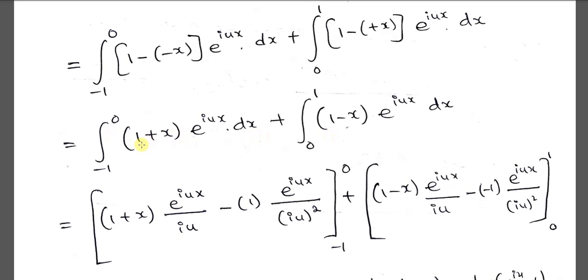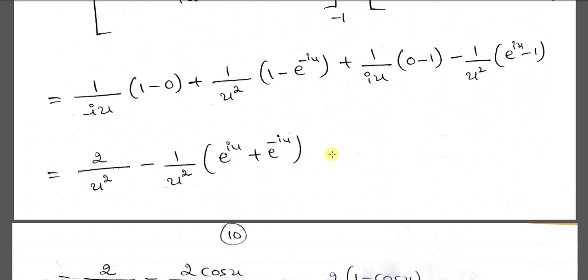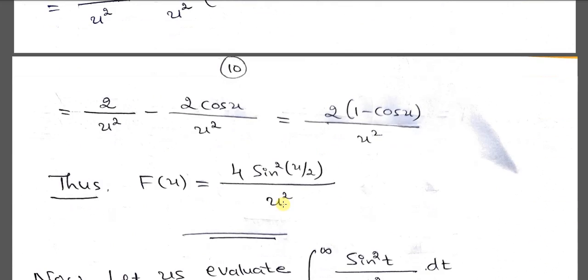Now both the terms we have to integrate by Bernoulli's rule. So integrate this term, simplify, you get the answer as 4 sine square u by 2 into u square. Be careful with the simplification part, don't make any mistake. So you get the answer as 4 sine square u by 2 divided by u square. Now we will go for the deduction.